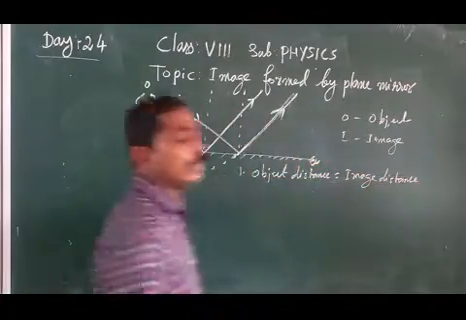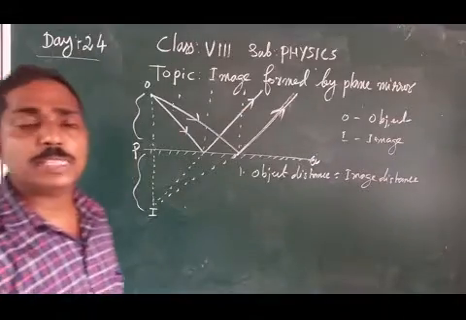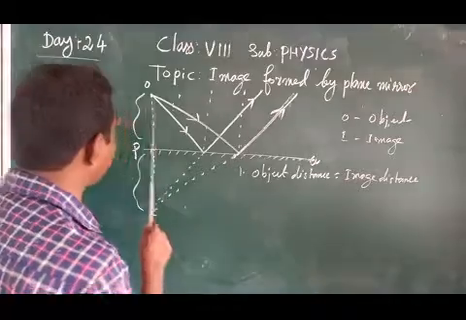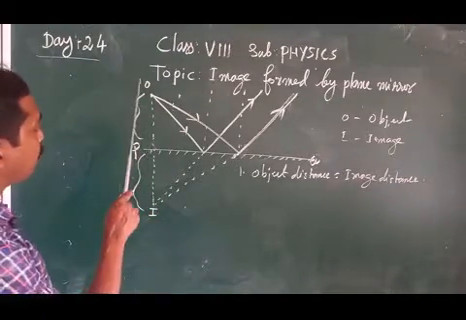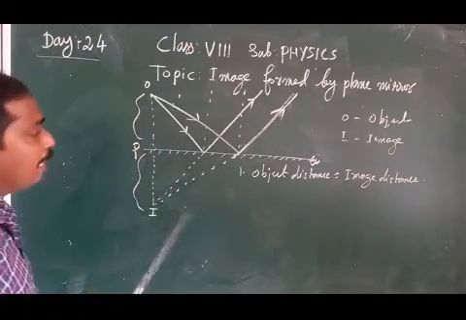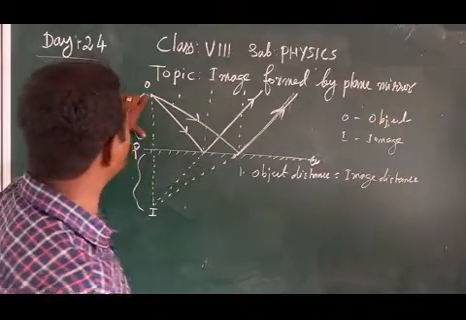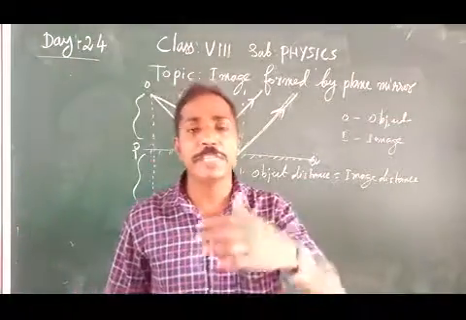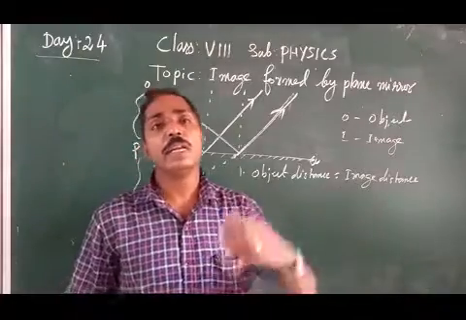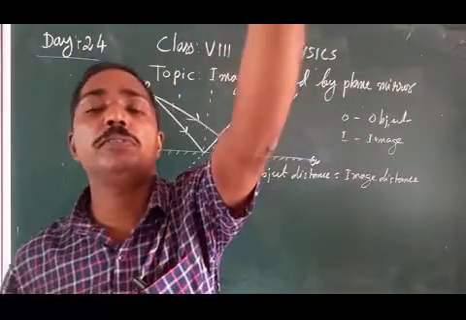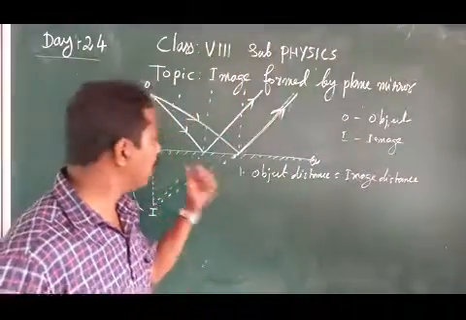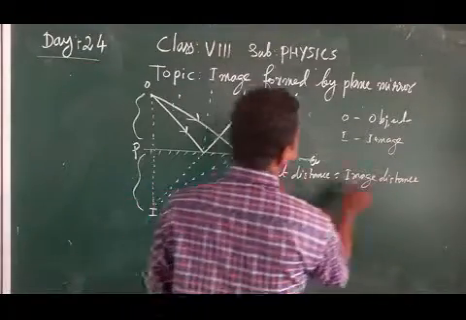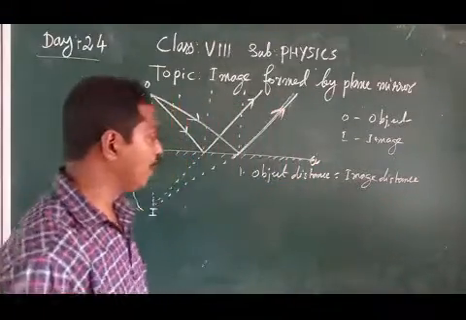This is the first property we are learning in the case of a plane mirror image. While the image is formed by a plane mirror, the distance from mirror to object and the distance from mirror to image are both equal. If it is 1 meter, the image is also 1 meter from the mirror. If I am standing 2 meters from the mirror, the image is also formed 2 meters behind the mirror. So we can see that object distance and image distance are equal.